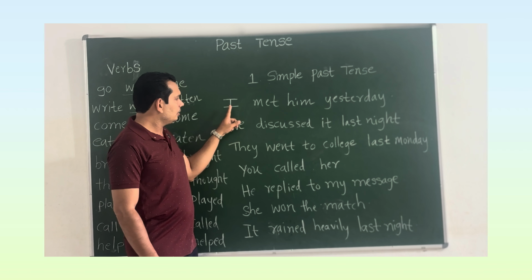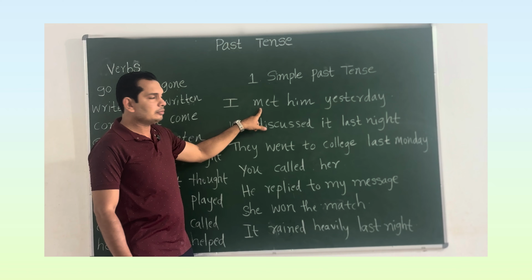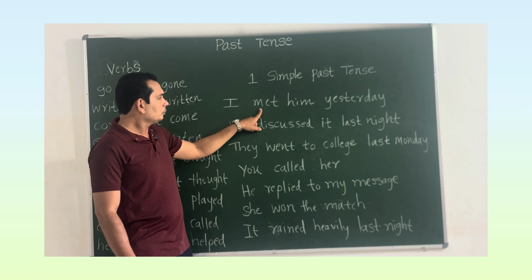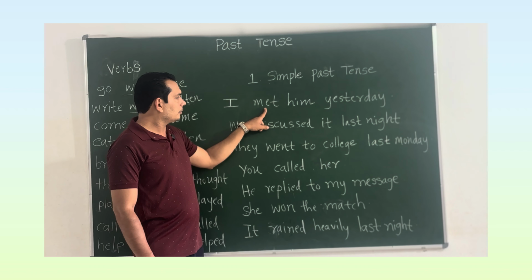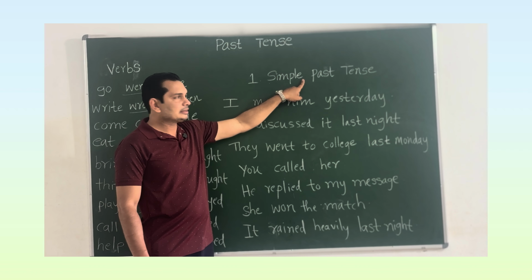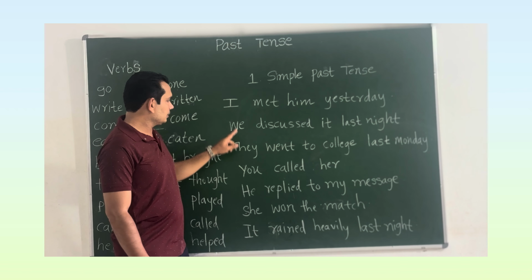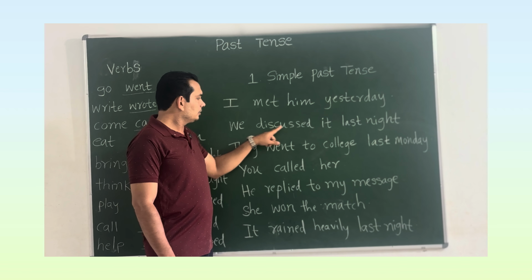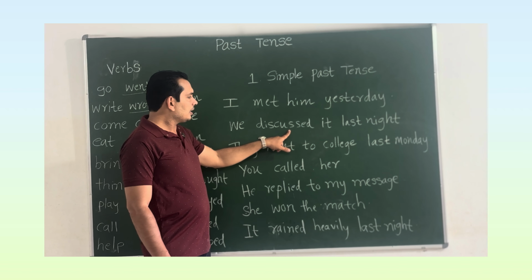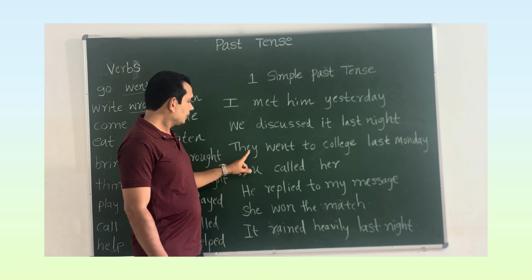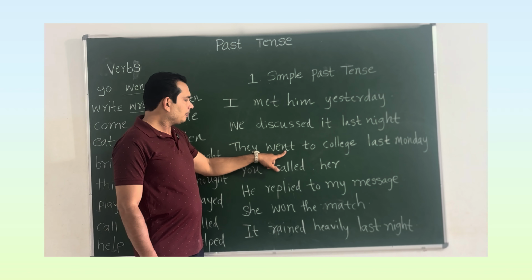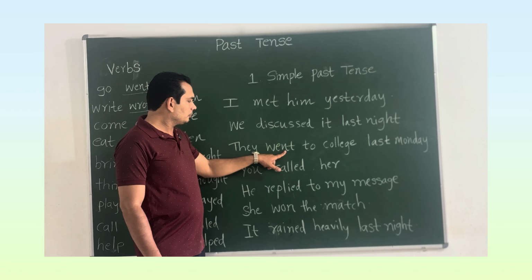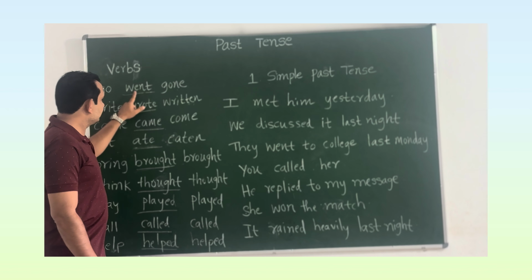Look at this example. I met him yesterday. We have used the second form of the verb. Meet, met, met. We should write the second form of the verb or past form of the verb when we write sentences in the simple past tense. We discussed it last night. Discussed is the past form of the verb discuss. They went to college last Monday. Went is the past form of the verb, second form of the verb go, as you can see here.